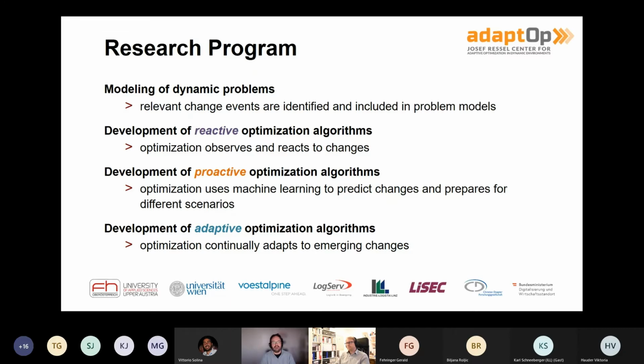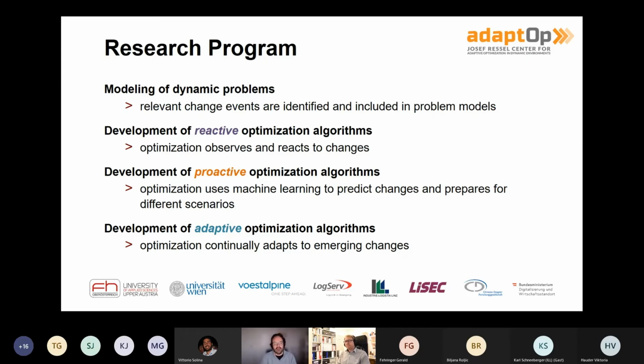Second stage would be to integrate machine learning to go from reactive optimization, which observes and notices changes and reacts to changes, to proactive optimization, because we can observe the change events and we can use machine learning to build prediction models all the time when the adaptive optimization system runs parallel to the real production system. We want to predict changes, and we want to prepare for these different scenarios which might occur in the future, because we know to which probability such change events might occur due to this learning that takes place.